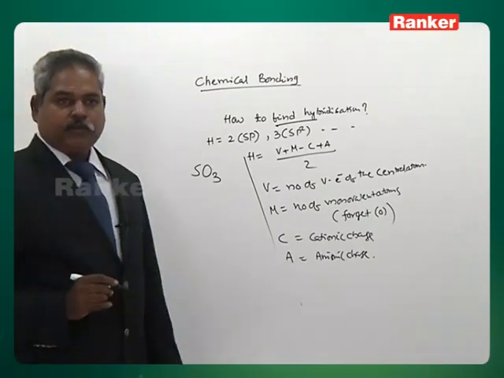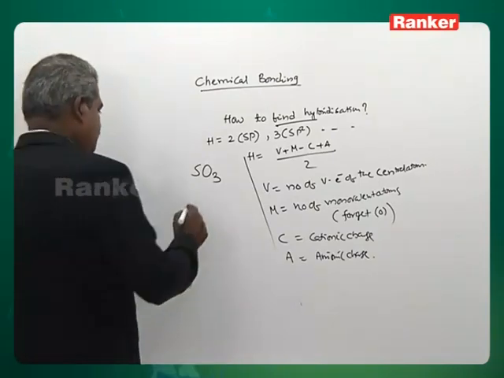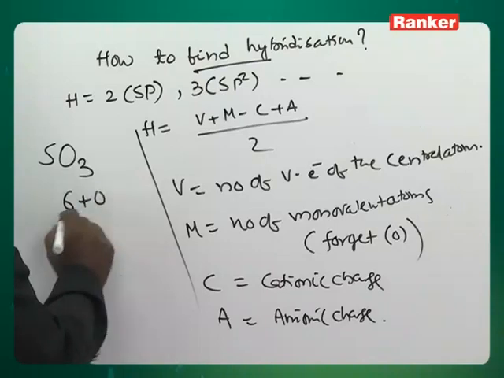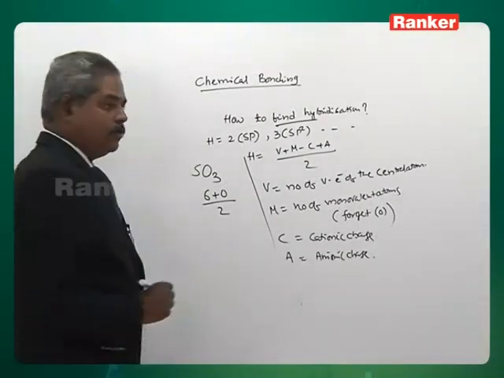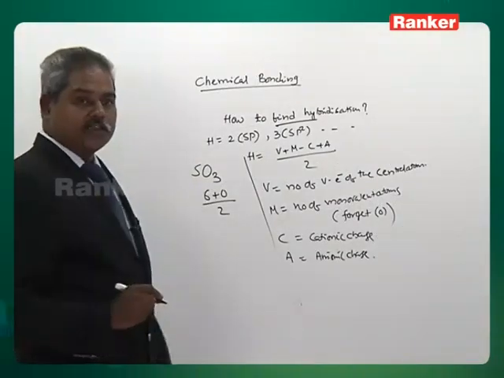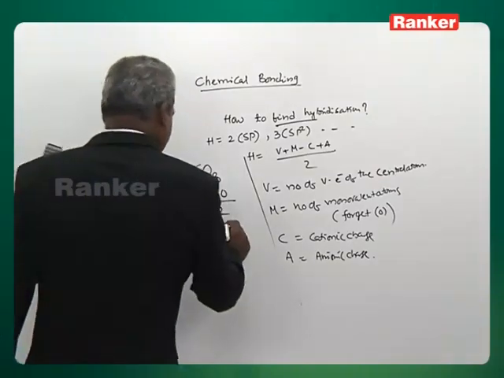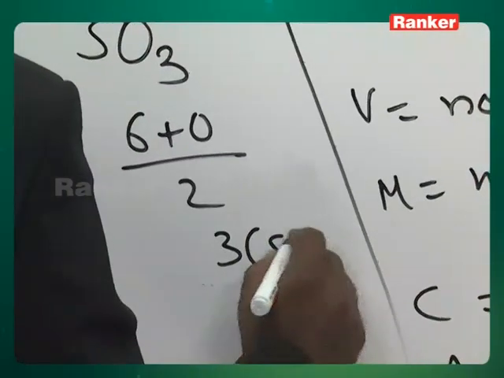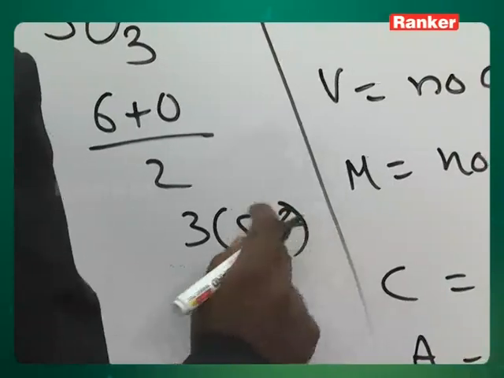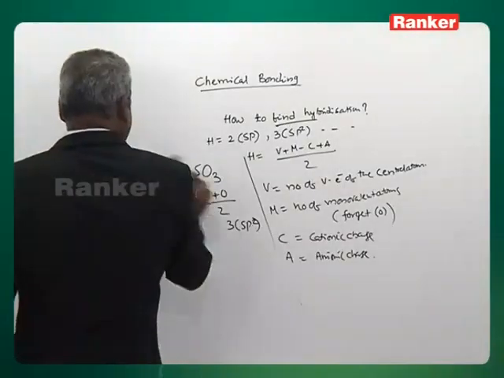SO3. Sulfur belongs to the 6th group. 6 plus 0 by 2. Why 0? Oxygens are not considered. 6 plus 0 by 2 gives 3, so sp2. Like this, you can apply this formula in any number of cases.